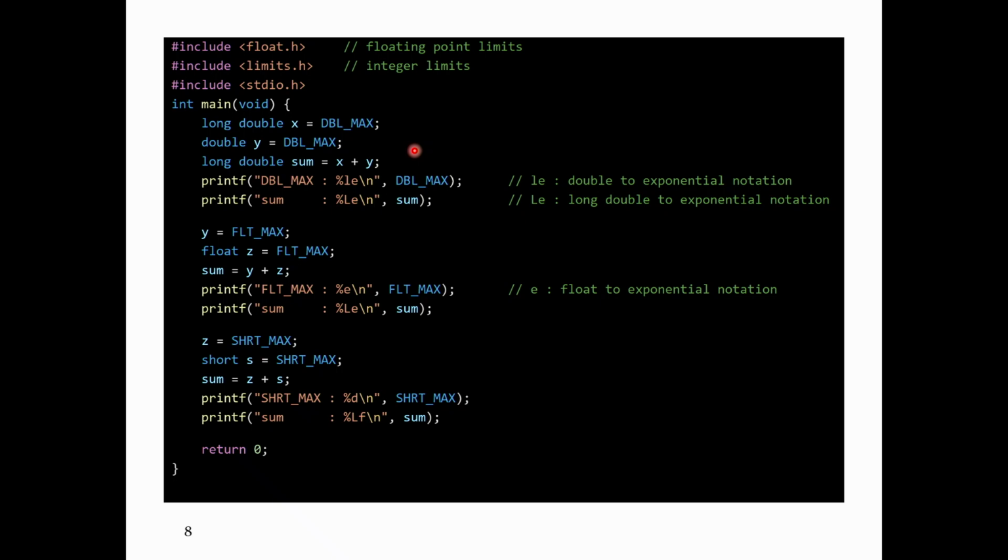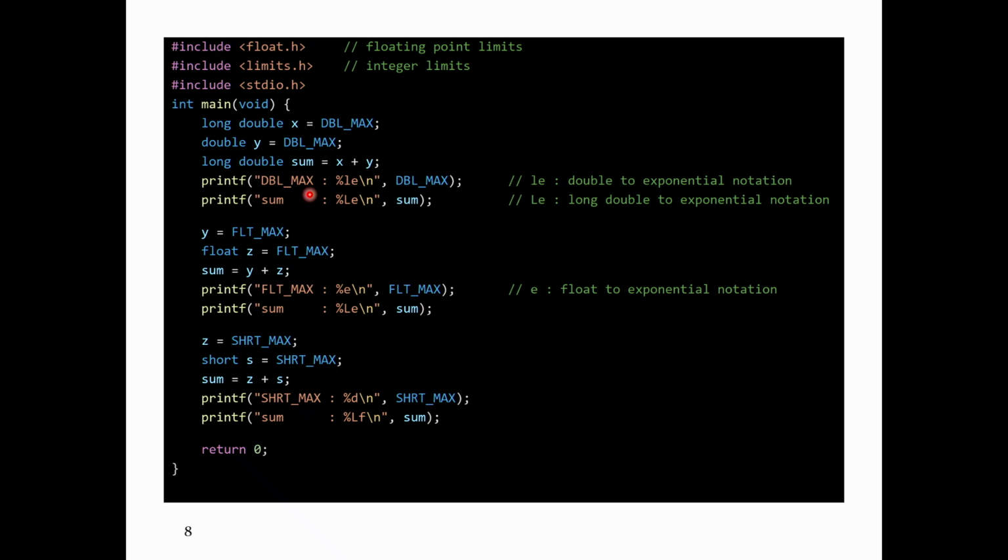Okay, so long x has the value double max, the largest double value that you can represent. Y has the value double max, so x plus y should be 2 times double max, right? Now I'm using long double, so hopefully it fits into the result. Okay, I'm going to print out the result.